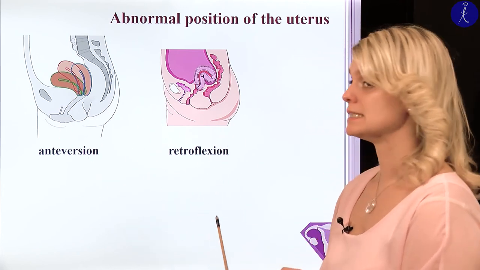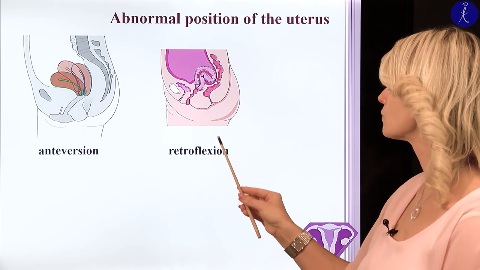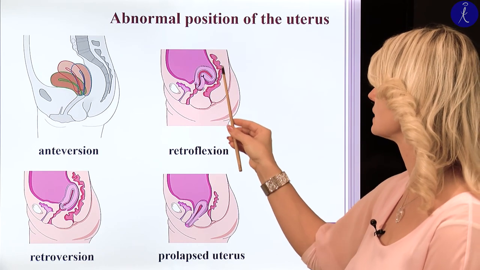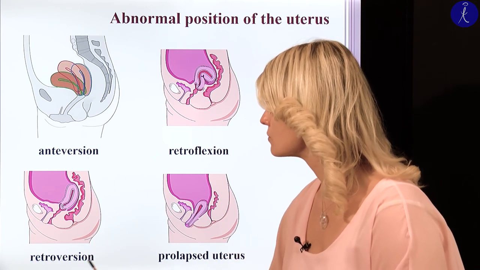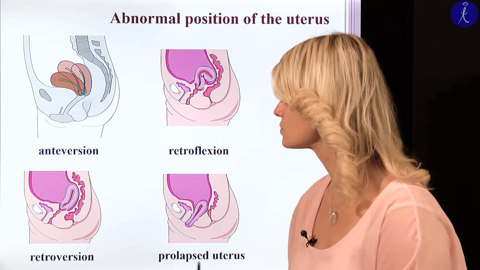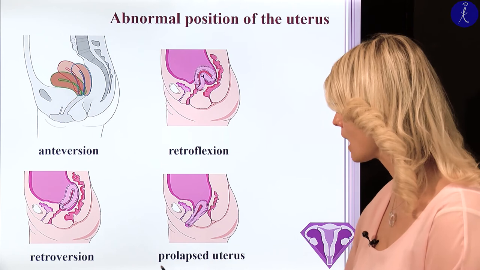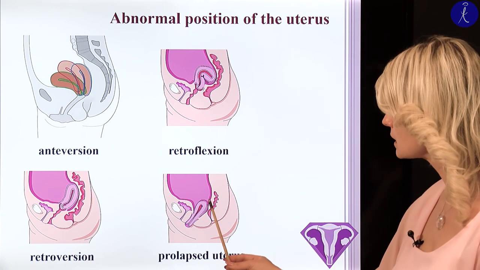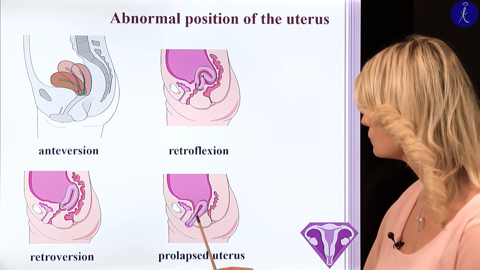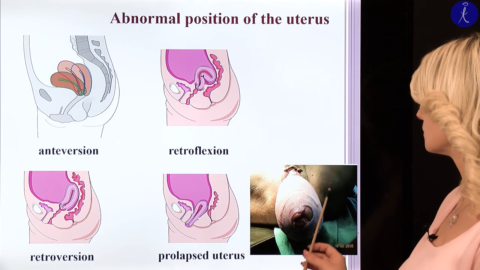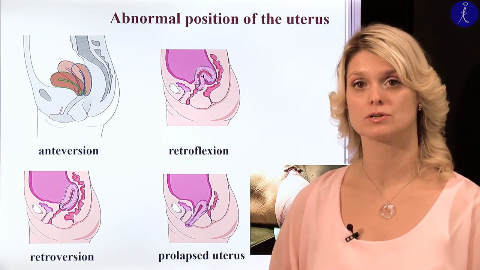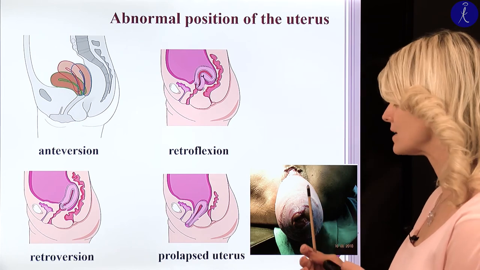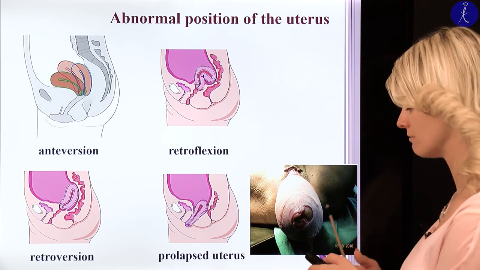Of course, we could have abnormalities in the position of the uterus. We can talk about retroflexion. Here you can see that the body of the uterus is located posteriorly next to the rectum. Or retroversion, when the cervix is also in this posterior position. And if we have a problem with the ligaments and the urogenital diaphragm, which you will learn about later, unfortunately the uterus can fall through the vagina. It could be a prolapsed uterus, which is also really dangerous because inflammation could occur in this position. So it's really important to do a renovation of the ligaments of the pelvis.